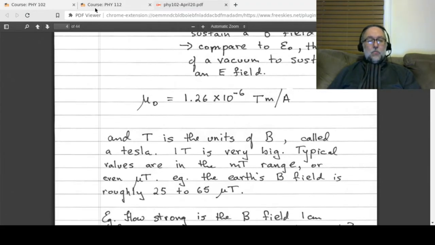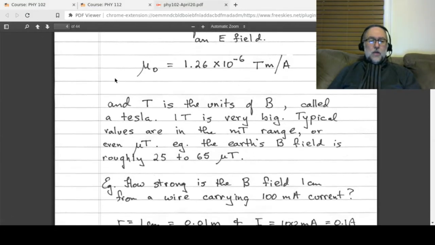This unit Tesla, like I said, I'll give you a better intuition into how big a Tesla is and how it relates to other things later. But right now, all you need to know is that it's a very big unit. Typical measurements of magnetic fields in the lab are usually down in the millitesla range or even the microtesla range. Of course, the Earth has a magnetic field, and it's down in the microtesla range, between about 25 and 65 microteslas, depending on where you are on the Earth. So there you go.